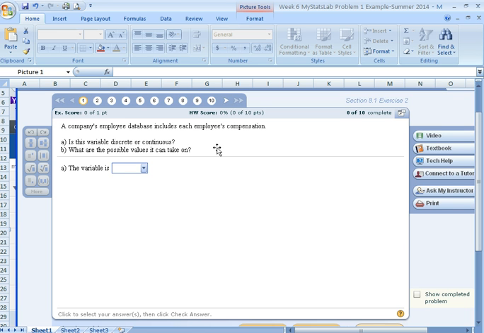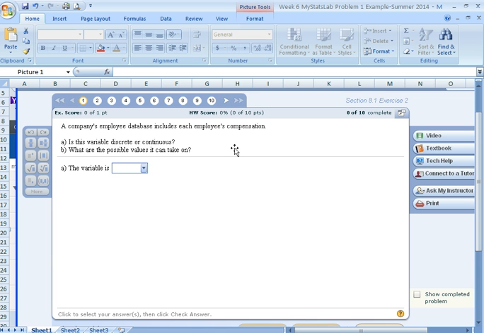So anyway, the company's employee database includes each employee's compensation. So what are we talking about? Talking about how much each person makes. Depending on the size of the company, that could be a lot or a few, but it can also be very different. I know in my company we have many different pay rates, different salaries. Maybe where you work it's the same way. Not everybody makes the same thing, or even people in the same department don't make the same thing. So they can vary quite a bit.